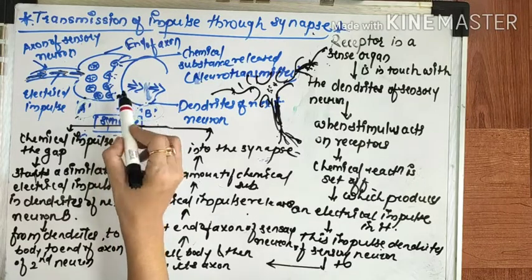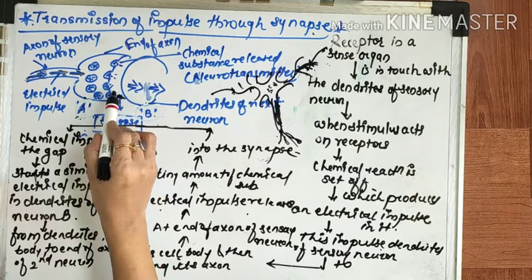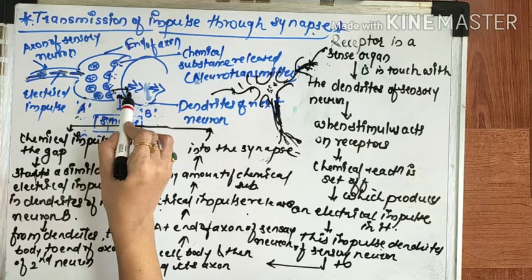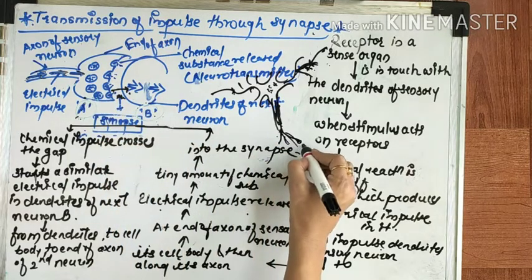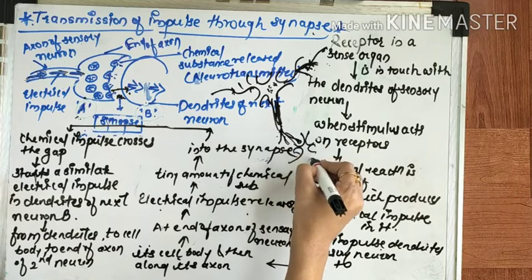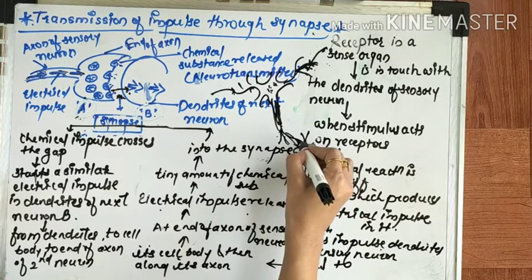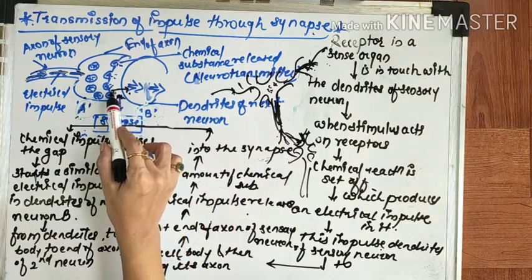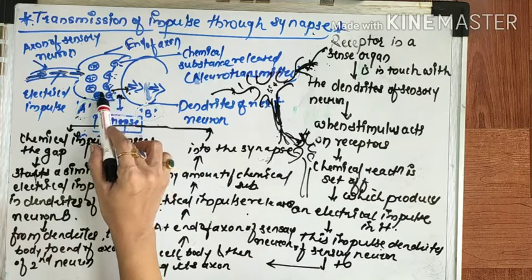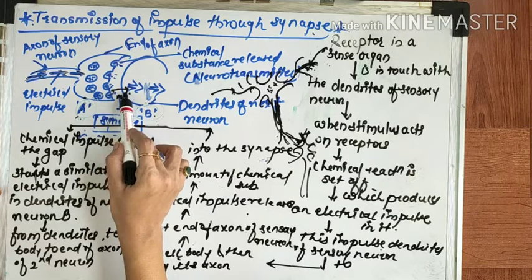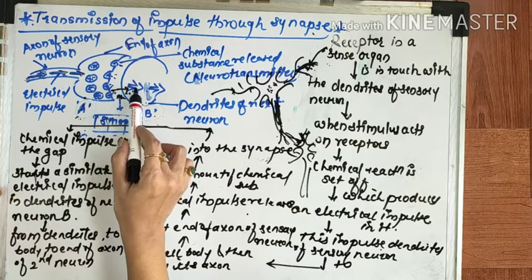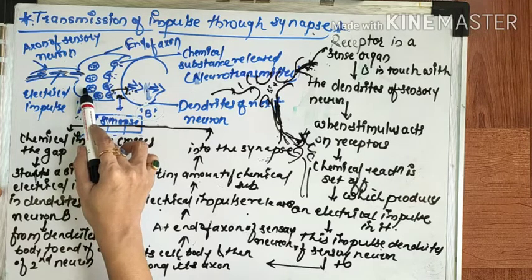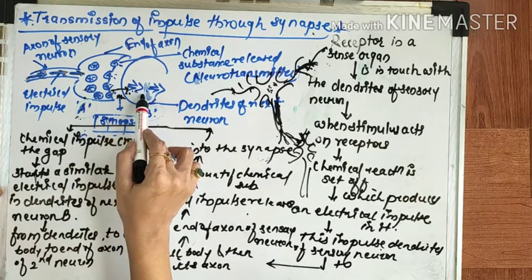This chemical impulse crosses this gap from this to this, and it reaches the dendrites of the new neuron, which is attached to the dendrites of a new axon, right? Once this chemical impulse crosses this gap, it starts a similar electrical impulse, whatever impulse was present in neuron A, and it transfers to the dendrites of the next neuron B.